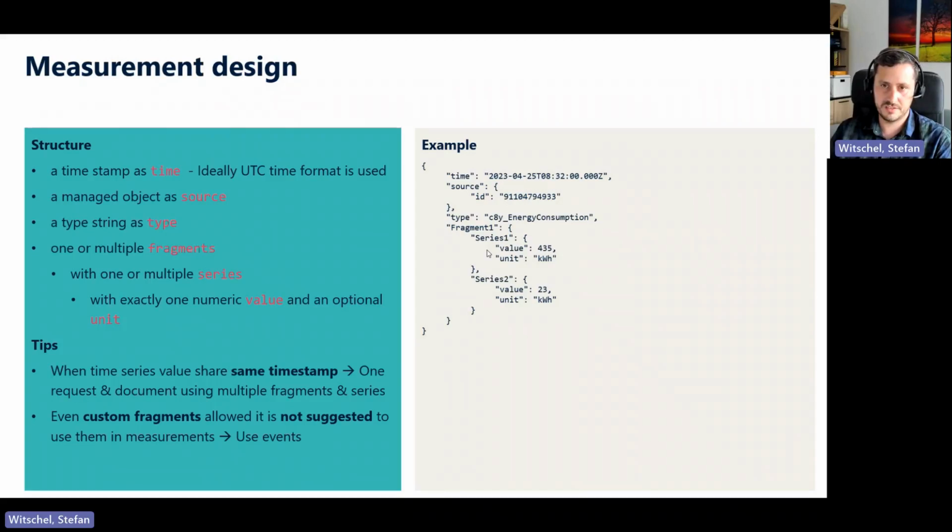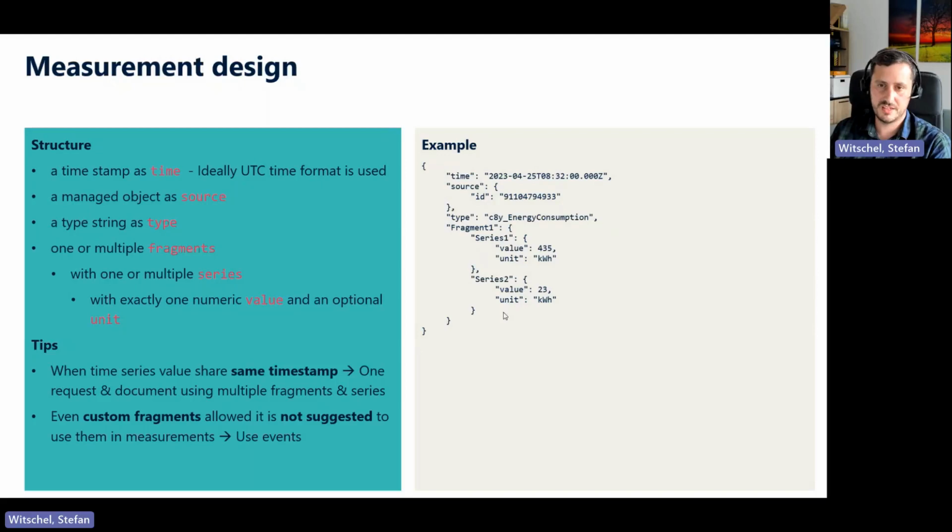On the right, you can see an example. Here I have one timestamp. I have a managed object ID assigned. I have a type. I have one fragment here, not multiple fragments, but two series. And the best practice here for the measurement is: if you have the same timestamp, for example, a device sending multiple sensor values on the same timestamp, then you can just create one measurement document and not use multiple measurement documents with the same timestamp. And here we can use the concept of having multiple fragments and multiple series.